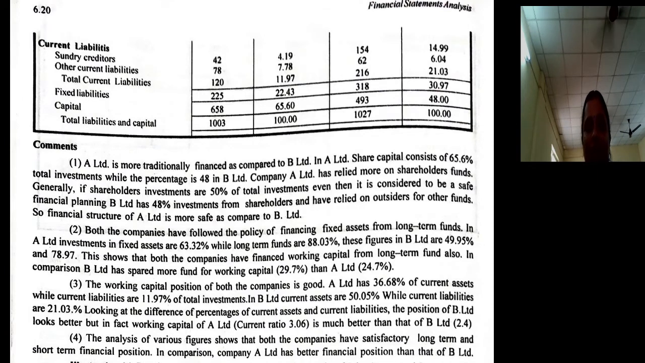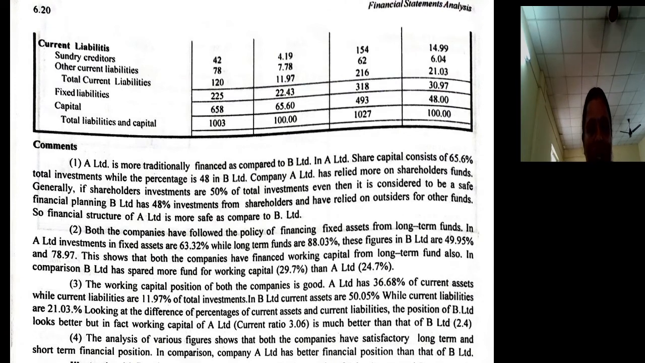So total assets are taken as 100: 1003 is taken as 100 in case of A Limited, 1027 is taken as 100 in case of B Limited. All other items of assets of A Limited and B Limited are compared with total assets and calculated in terms of percentage. In the same way, total liability and capital is taken as 100, 1003 as 100 and 1027 as 100. All other items of the liability side are compared with this total liability to express in terms of percentage. So this is what they did with regard to the common size balance sheet of A Limited and B Limited.